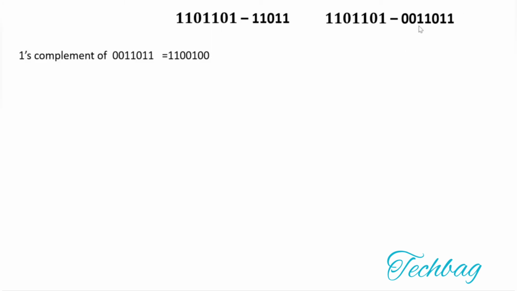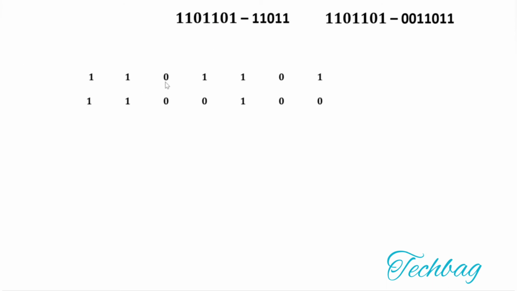First take the 1's complement of the subtrahend. So you get 1100100. Next add this with the minuend, 1101101. This is the 1's complement of the subtrahend. Then add these two numbers.